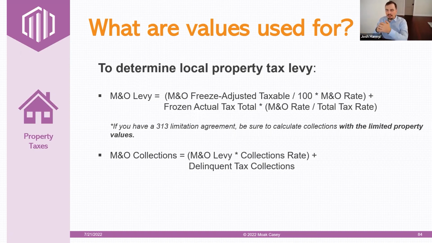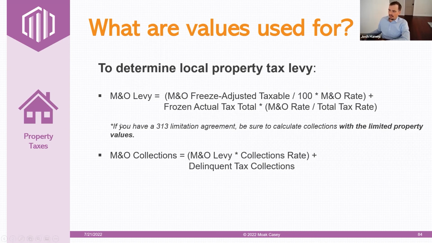Okay, so let's say 90% of your tax rate is M&O. That means of all the taxes your over 65 and disabled homeowners pay, 90% of that we're going to call M&O, 10% of that we're going to call INS. Okay, that's generally how that gets distributed.